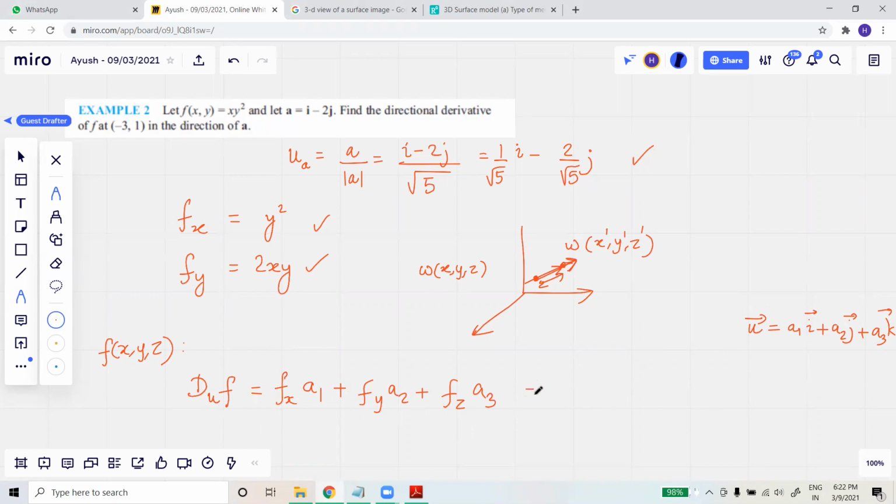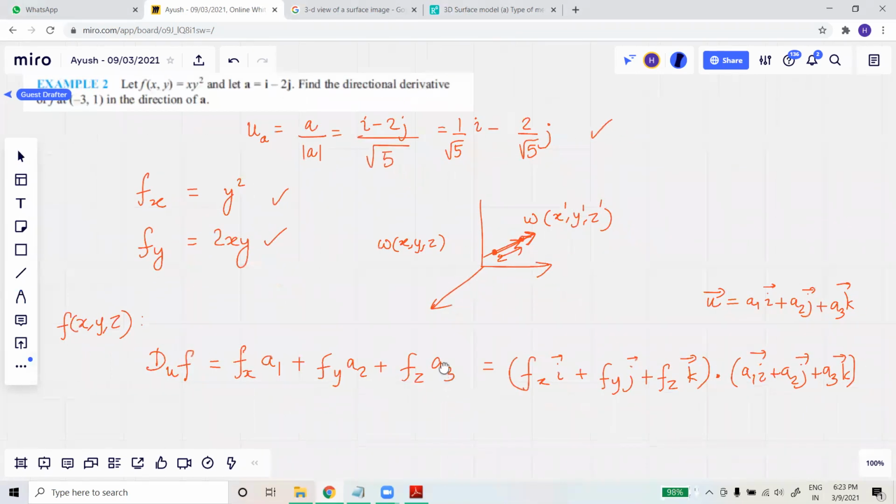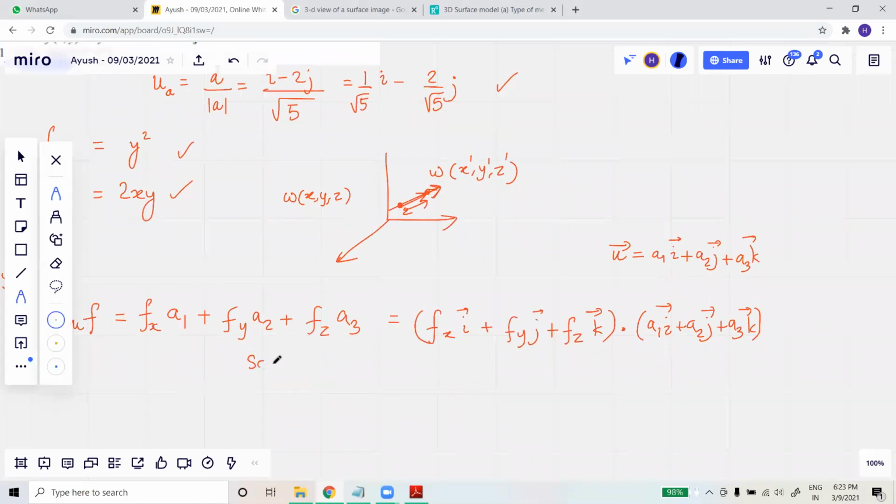What they will do is say that let us have a vector fx i plus fy j, and again for the three-variable part, plus fz k, dotted with a1 i plus a2 j plus a3 k, the u vector. So this can be written as a dot product of two vectors, v1 and v2. Vector v2 is nothing but u, the unit vector.